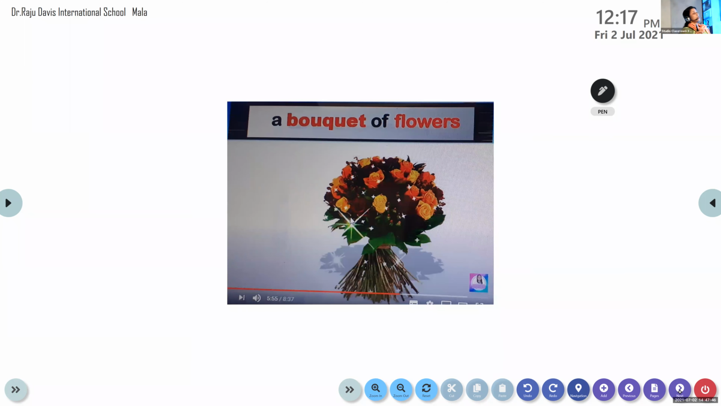Now here we can see a bouquet of flowers. When you go to a shop, you can see bouquets, a bouquet of flowers. All the flowers are together, we tie them up in a bouquet. Here you can see it is one whole. Here the T is silent, and we pronounce the word as bouquet of flowers. That's why we say that collective nouns are considered as one single unit, or one whole. Is that clear to all of you?